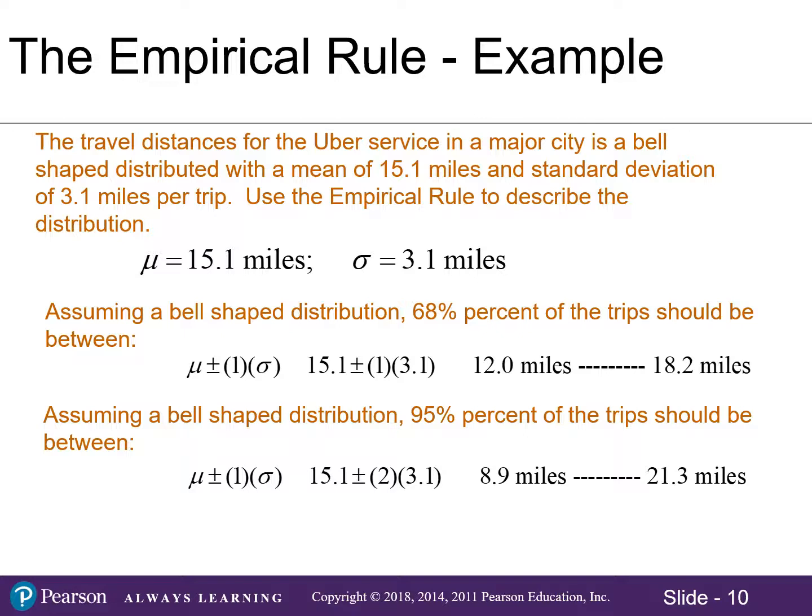So assuming that this is a bell-shaped distribution, which we should know because they say that you're going to use the empirical rule, be careful. You really shouldn't use the empirical rule if you don't know it looks relatively normal or has some of the normal distribution's characteristics. Otherwise, your estimates are going to be really far off. Anyway, so we want 68% of all trips.